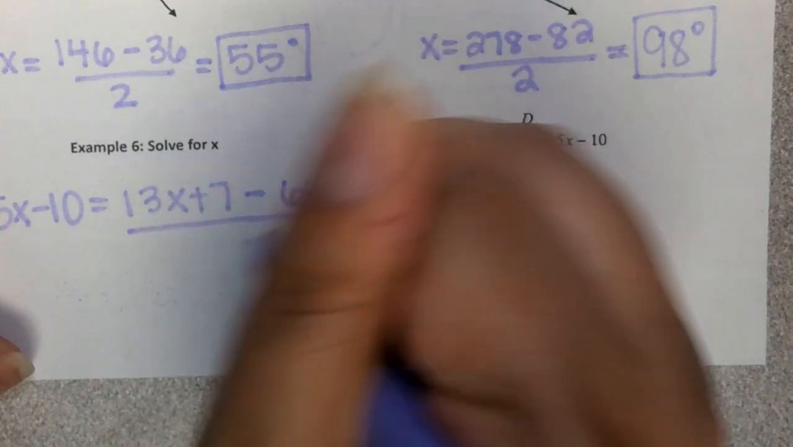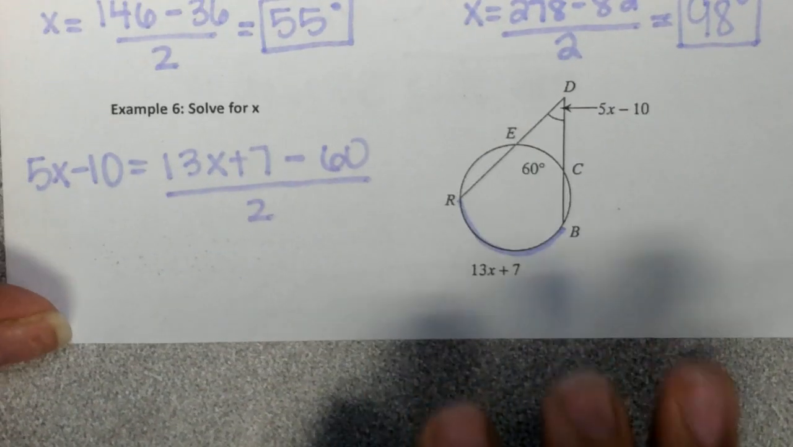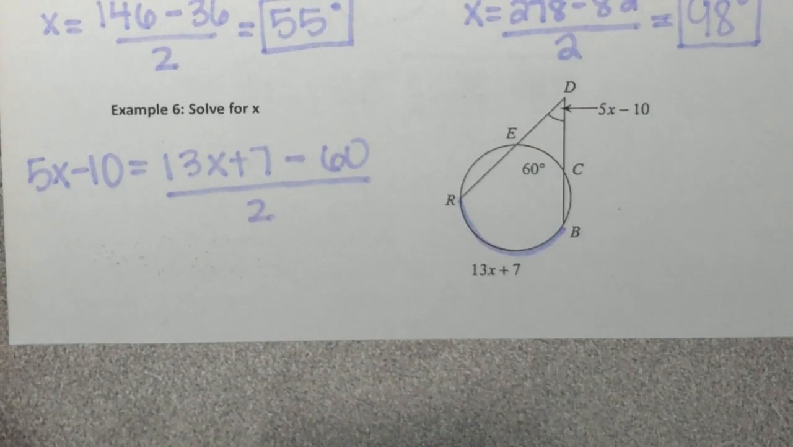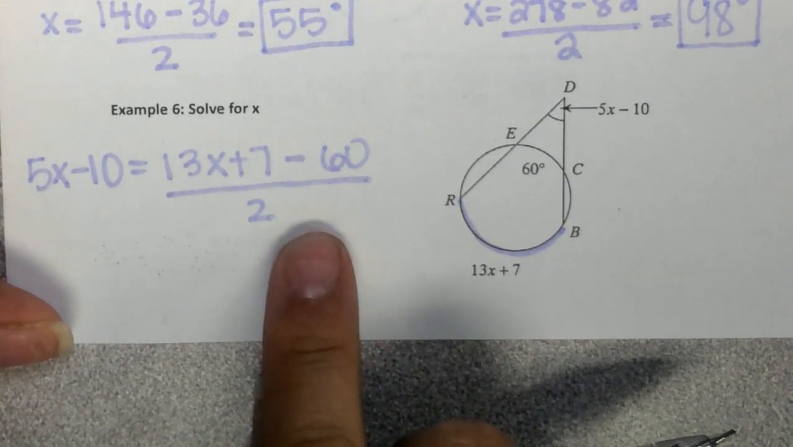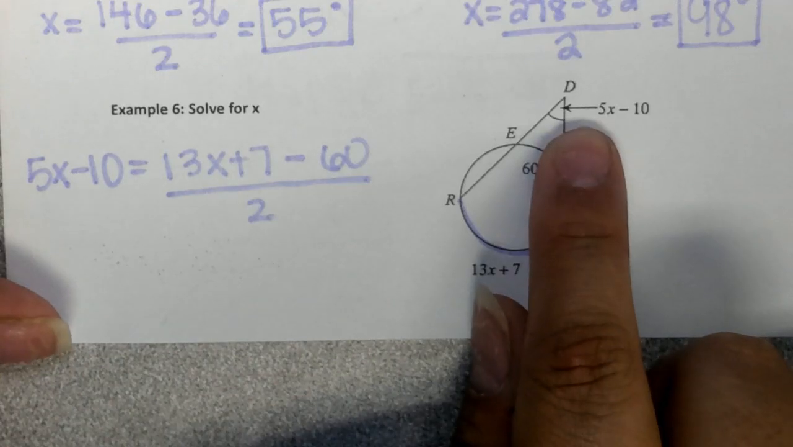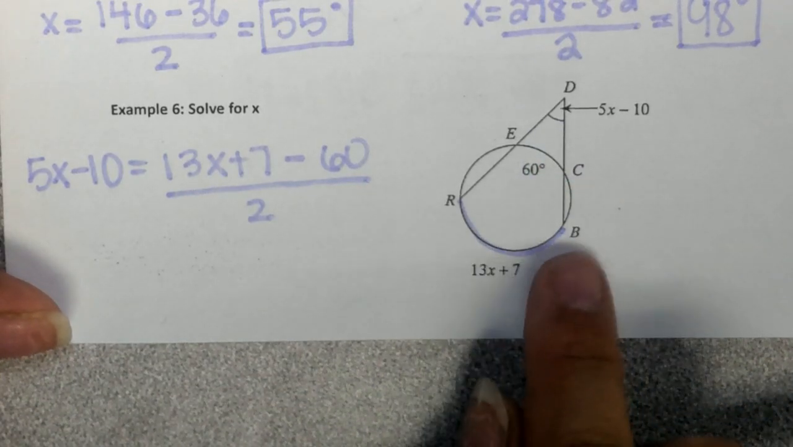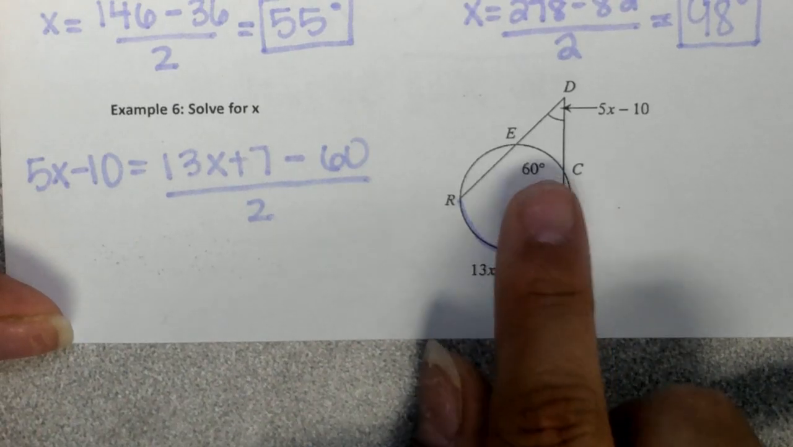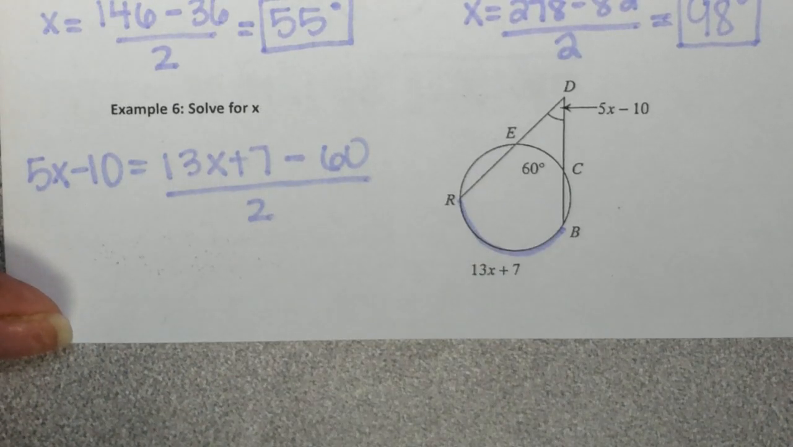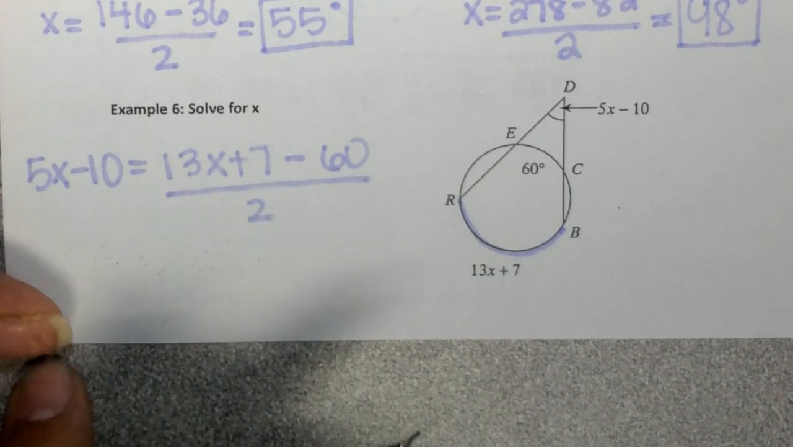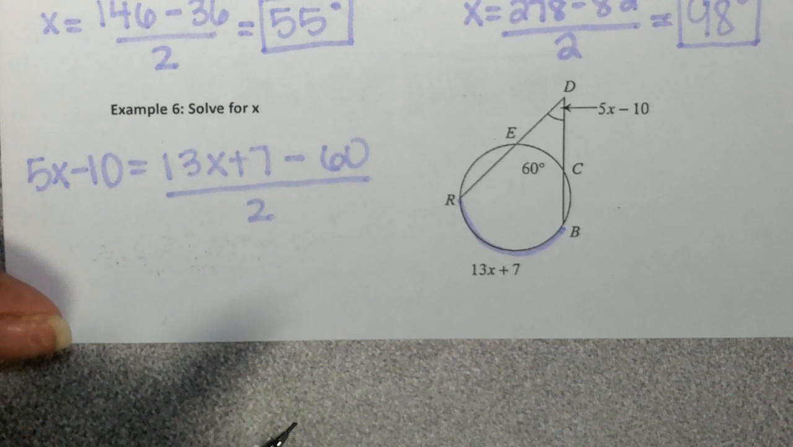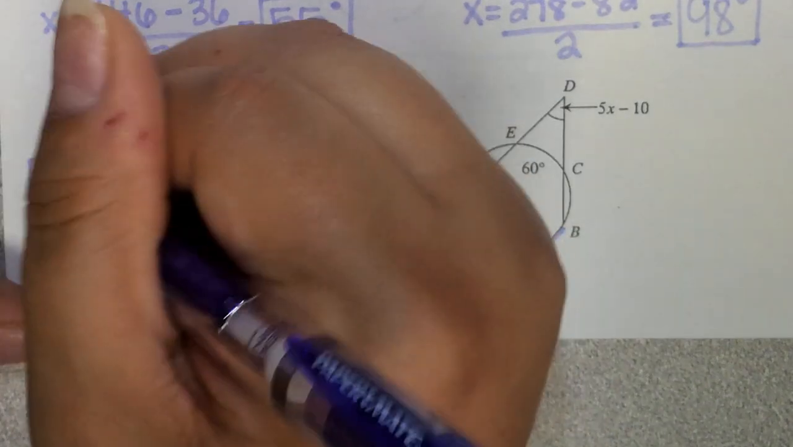Is this your starting equation? Did you subtract them? Yes. No, I timed them by 2 first. So I have my angle, 5x minus 10, equals my big arc, 13x plus 7, minus my little arc, is 60. Then you divide it by 2. What do I do first? Times by 2. I'm going to multiply by 2, which cancels out those.